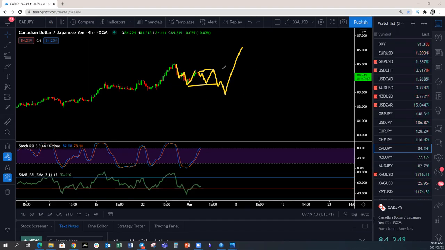So let's just wait for this to complete. Let's not speculate on which one it's going to make, but when it is done, we're going to be looking for this to give us another leg higher. That is CAD Yen, New Zealand.